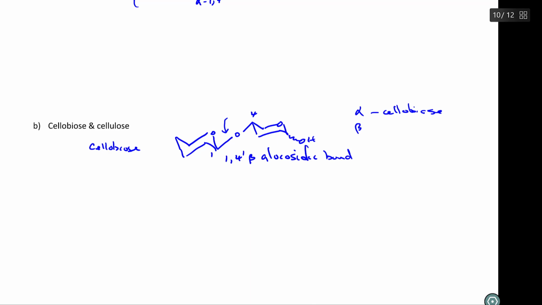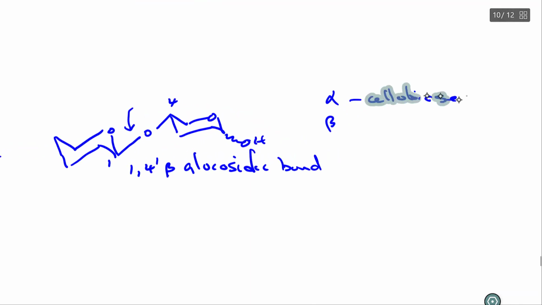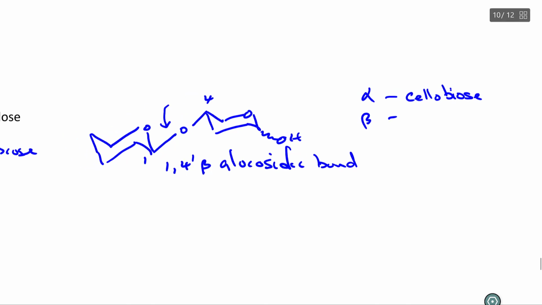Sorry. Let me rewrite that. It's not coming out very well on my pen for some reason. Maybe I was trying to write too small. Anyway, so we have alpha and beta forms as well. But the fact that this bond is in the beta position is what makes it cellobiose. And again, this bond here has to be in the downward position because it's glucose.